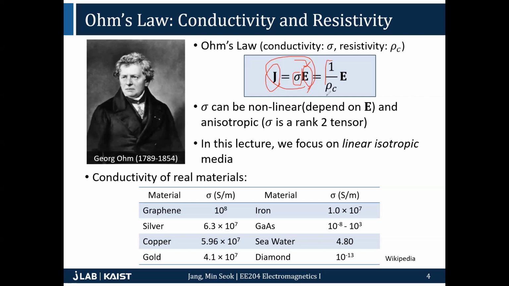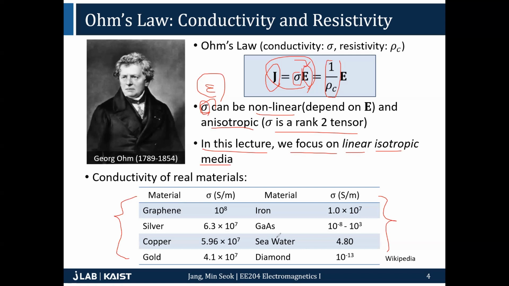And then the inverse of it is called resistivity, right? So conductivity and resistivity. And similar to epsilon, the definition of permittivity, conductivity can also be nonlinear and anisotropic. In fact, conductivity is a 3x3 matrix rather than a scalar number. But again, in this lecture, we focus on linear isotropic media where we can treat conductivity as just a scalar number.